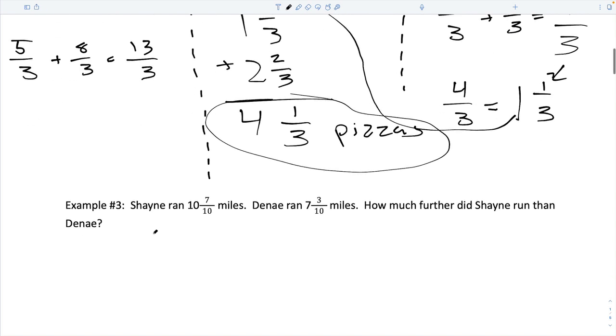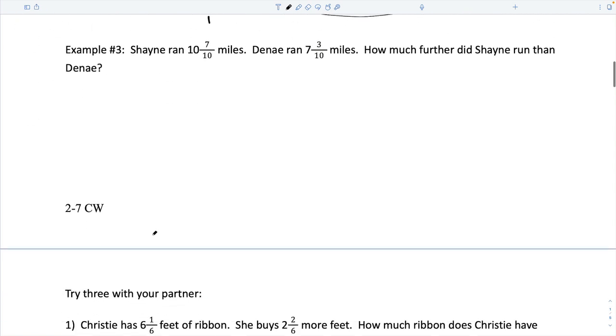Oh, last problem. Read it for me, please. Hayden. Shane ran 10 miles. Danae ran 7 3/10. How much further did Shane run than Danae? All right, so let's circle numbers and box a keyword.